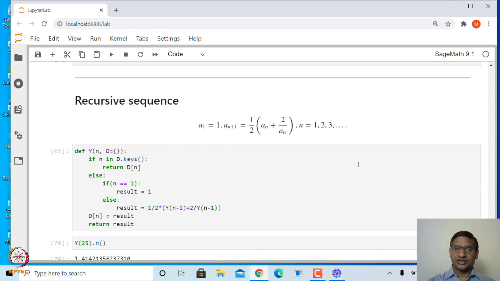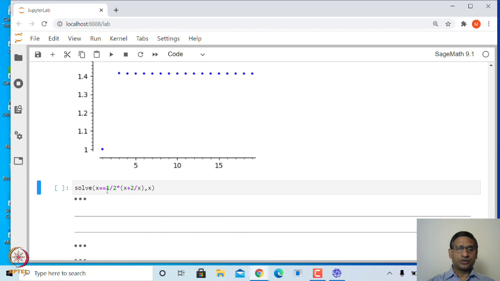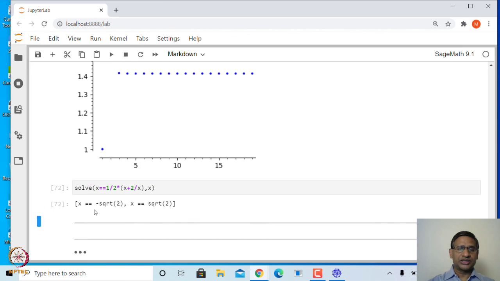So, if you put this in this relation, you are going to get x which satisfies x is equal to half times x plus 2 by x. Let us solve that for x and see what you get. This is the a n plus 1, this is a n and this is a n. If I try to solve this, it says that the roots are square root 2 and minus square root 2. The limit cannot be negative, because the terms of the sequence are all non-negative, in fact positive. Therefore, the limit has to be square root 2.